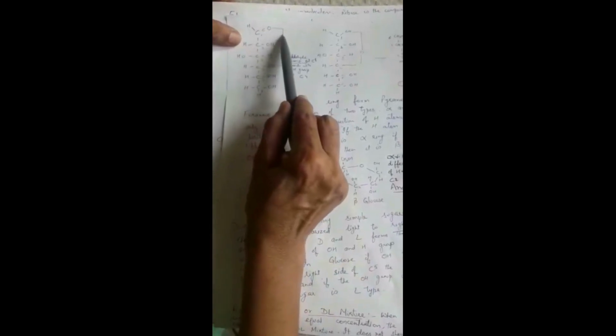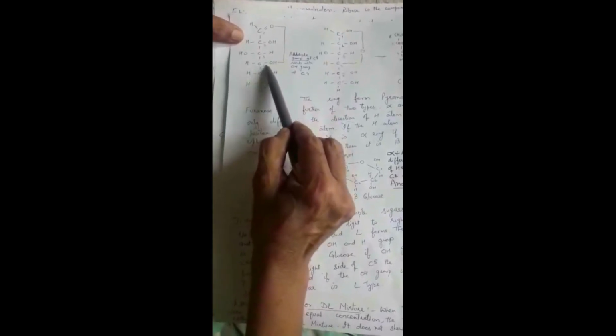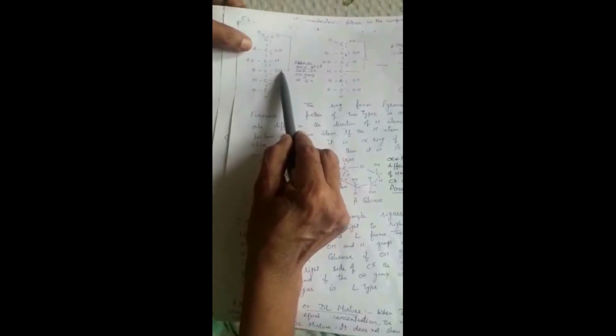The furanose ring is formed, again this is the open chain formula for glucose. Simply interact the aldehyde group with the OH group at position number 4. In the pyranose ring we interacted at the 5th carbon. Now we are interacting at position number 4.